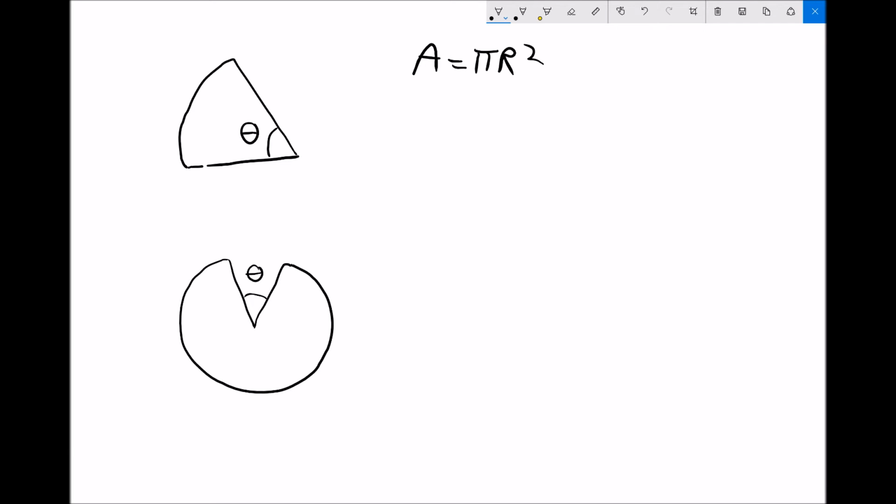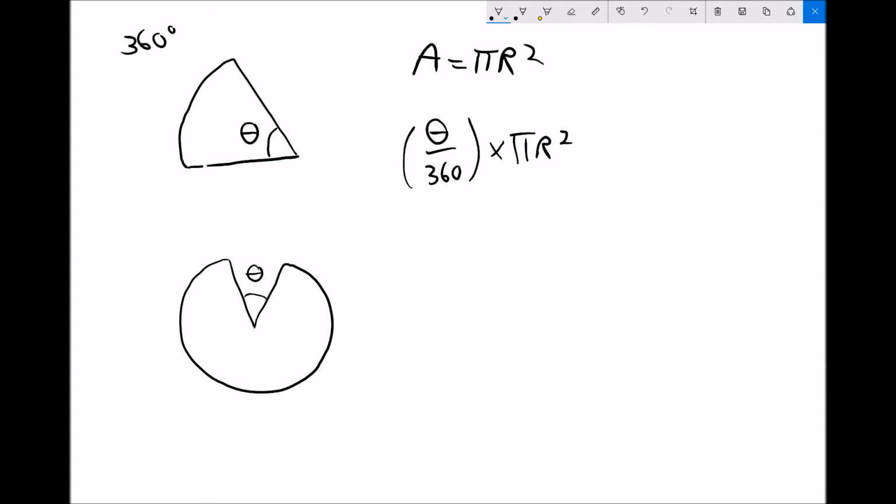In actual fact, what we know is a circle is made up of 360 degrees. If we have a sector of the circle where the angle is theta, then in essence we have a fraction of the circle, and that fraction would be theta, the angle that we've got, over 360, the total angle in a circle. So theta over 360 is how much of the circle we actually have. We could then multiply that by the area of the full circle, and that would give us the area of the sector.